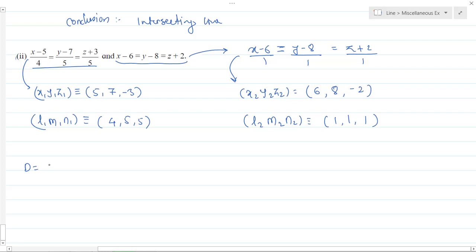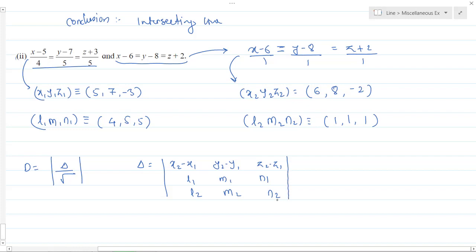You know that the distance formula is what? It is del divided by root of. So let's first find out del. If it is equal to 0, then there is no need to find the denominator. That's why I am not writing the denominator here. So del is nothing but the determinant of x2 minus x1, y2 minus y1 and z2 minus z1, L1, M1, N1, L2, M2 and N2.